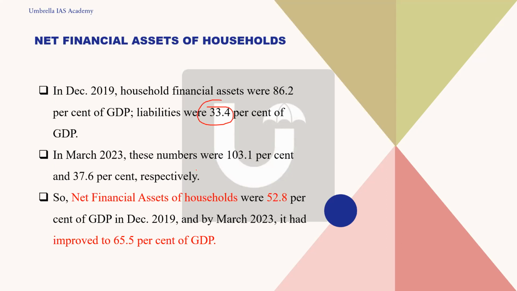And if you see, the overall financial assets are now almost 103%. So net financial assets are around 65% of GDP. So more than 50%, you can say. Net financial assets of households is more than 50%. Just remember that more than 50% of GDP, around 65%.